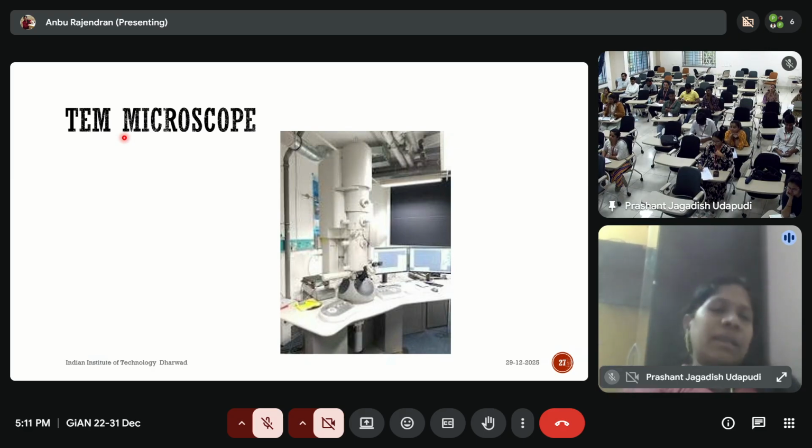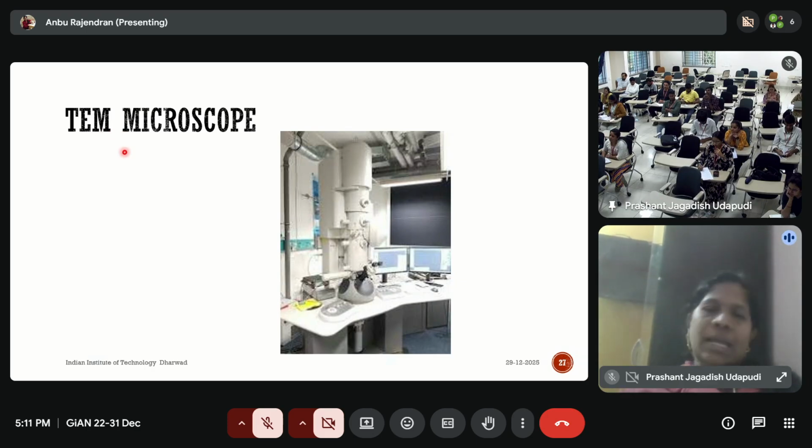At one point it will generate a hole at the interface. Once it generates the hole, close to the hole the sample will be as thin as possible, which can transmit the electron beam. Okay, so now the sample is ready for TEM analysis.